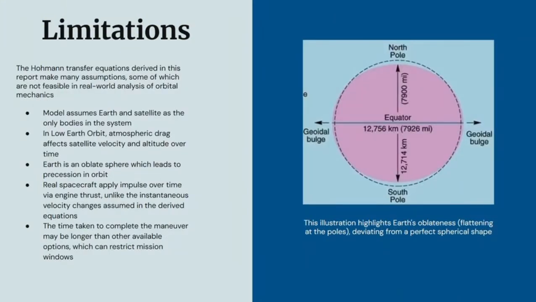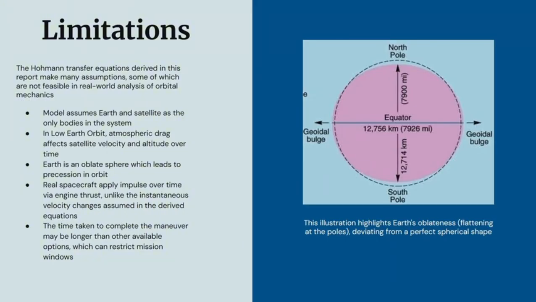Now, a few limitations apply to the Hohmann transfer that we haven't covered in our derivations or in our example. In our models, we assume that the Earth and the satellite are the only two bodies in the system, but this isn't true in real life. There's the moon, there's the sun, there's all sorts of other celestial bodies that can impact a satellite's orbit.